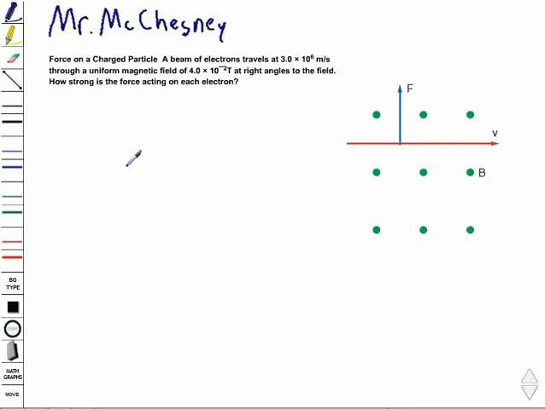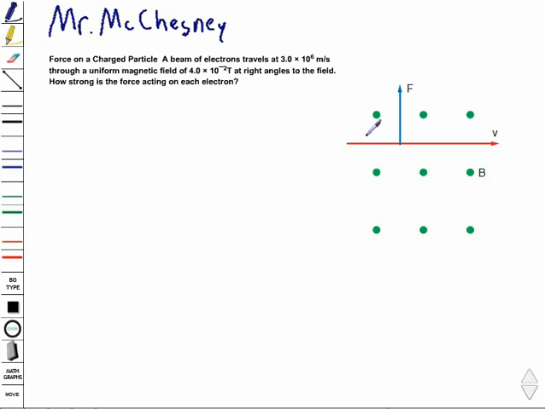Hello, I'm Mr. McChesney, and today we are looking at the force on a charged particle. So the problem we have is a beam of electrons travels at 3.0 times 10 to the 6 meters per second through a uniform magnetic field of 4.0 times 10 to the negative 2 Teslas at right angles to the field. How strong is the force acting on the electron?